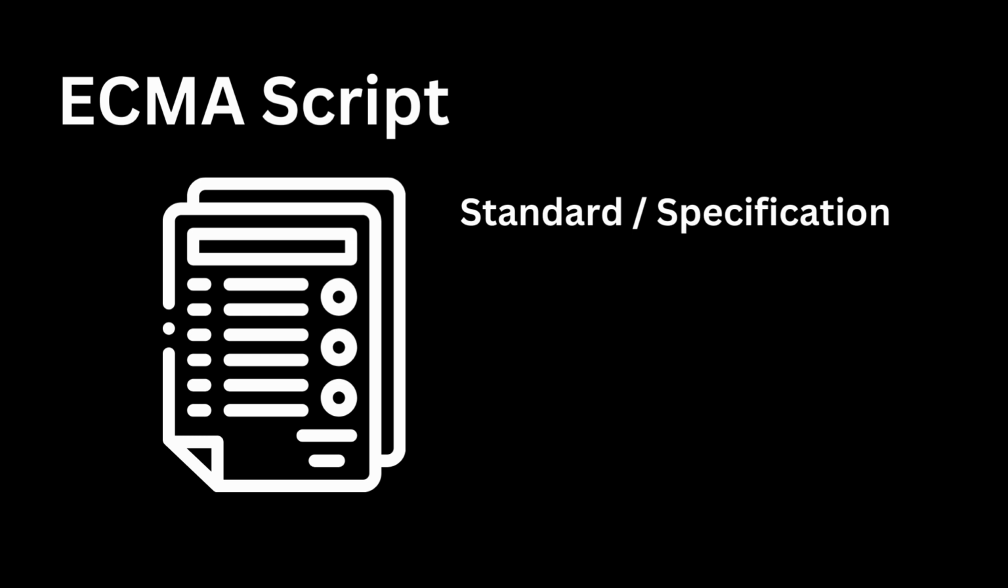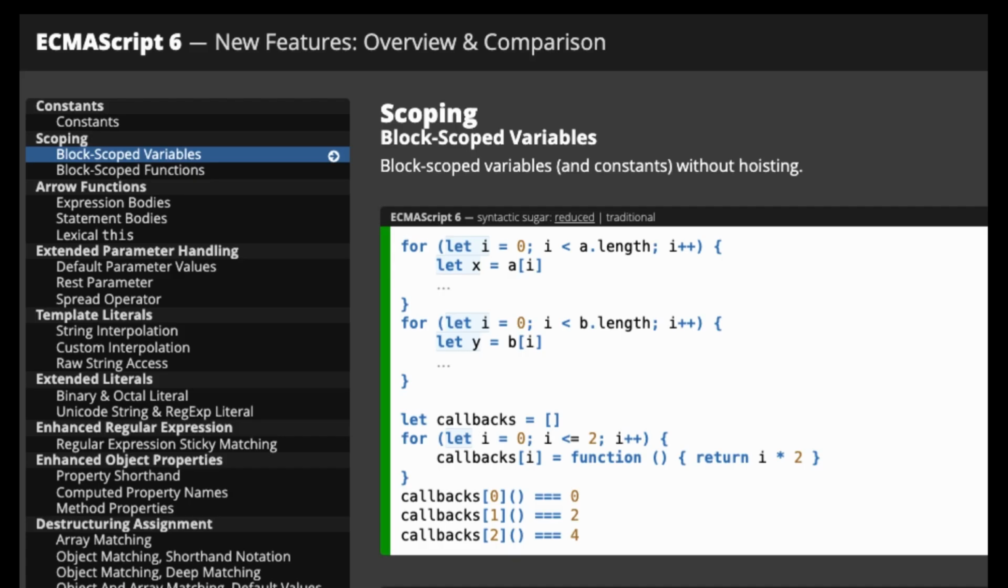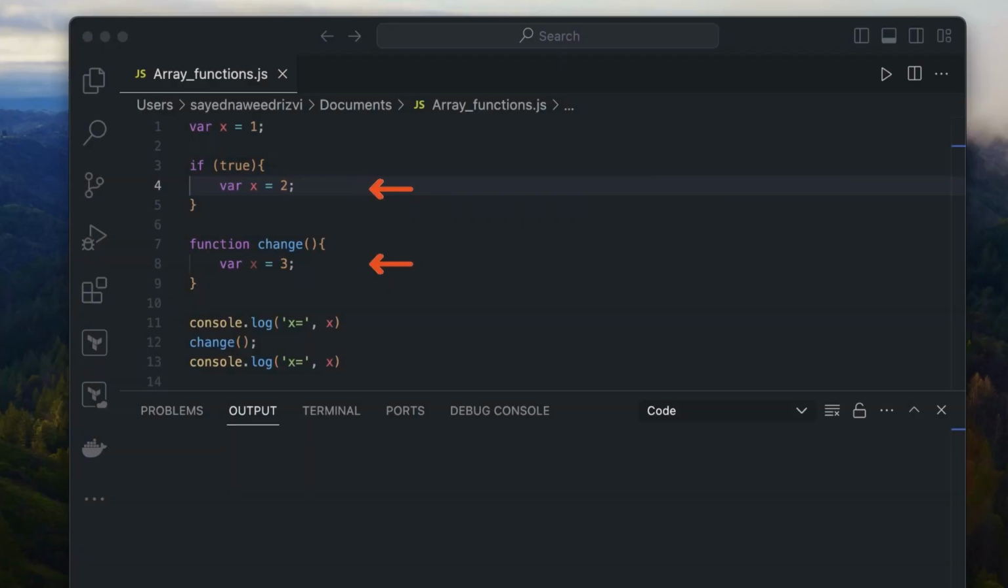Let and const were introduced in 2015 by ECMA. ECMA stands for European Computer Manufacturers Association. ECMA is the body which creates specifications for scripting languages. So in 2015 ECMA came up with ES6, in which they introduced two new keywords, let and const. Now why did they do so? The problem with var was that you can redeclare the same variable within the same scope, and this introduces some chances of errors and bugs.